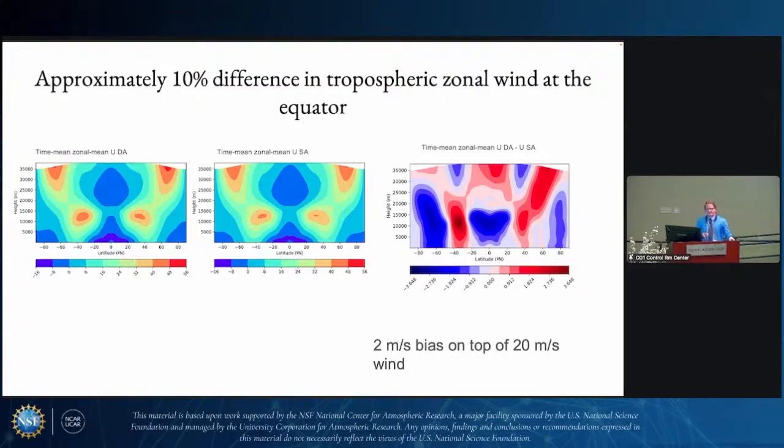On the left here, we have the time mean zonal wind in the deep atmosphere model, so this is our new version. Then in the center, it's the time mean zonal wind in the old non-hydrostatic SE. And then on the right, we have the difference. This is the difference of the more physically accurate model minus the less physically accurate model. What we see is basically a 2 meter per second bias on top of a 20 meter per second base wind. So by making these approximations, you get a 10% relative error in your zonal wind climatology.